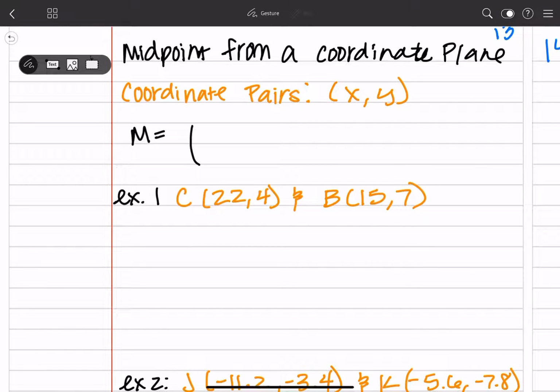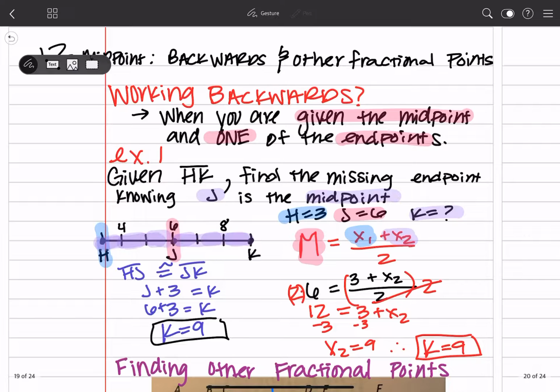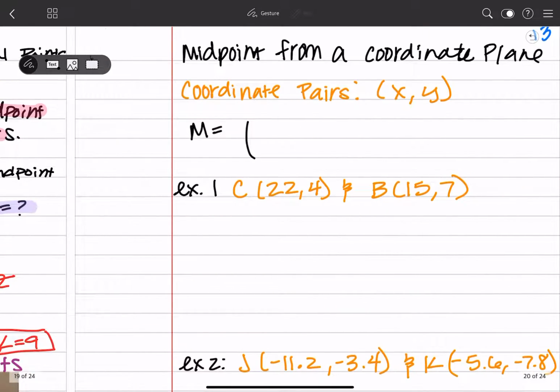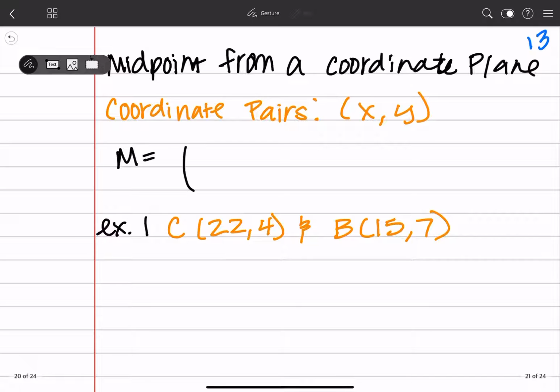Hey everybody, so we are going to be talking about finding midpoints from a coordinate plane. It is going to be similar to what we did right here with working backwards, and I do want us to be using this formula from now on. I know we use something different, that's fine, but this is what you're going to be seeing more on the SAT, so I want you to be prepared for it.